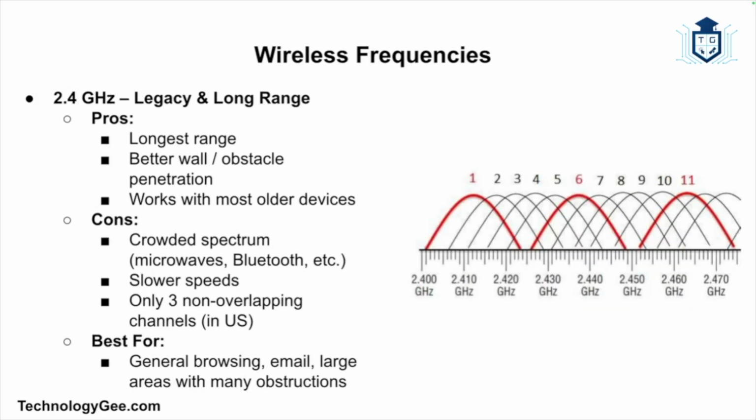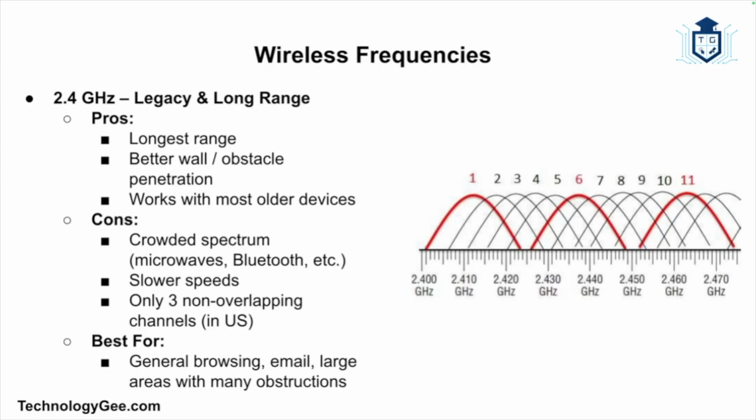All right, so first off, what is a wireless frequency? Well, wireless frequencies refer to the specific radio waves that are used to transmit data between devices. Different frequency bands offer varying benefits in terms of speed, range, and resistance to interference.